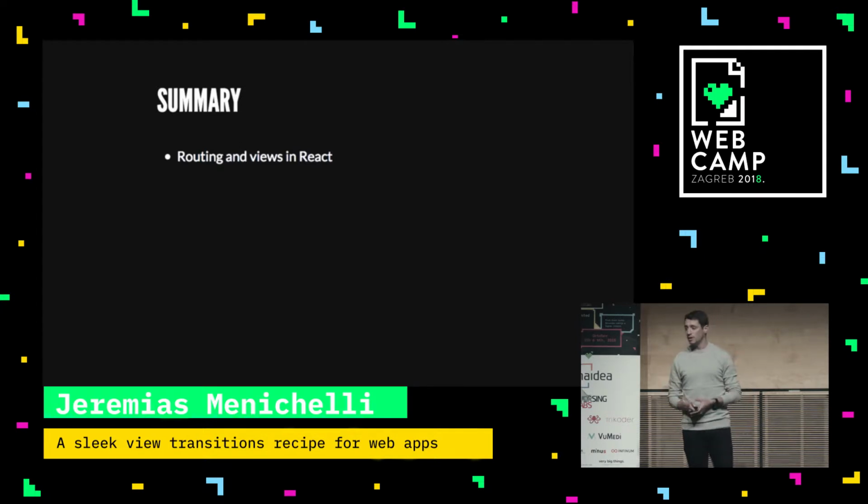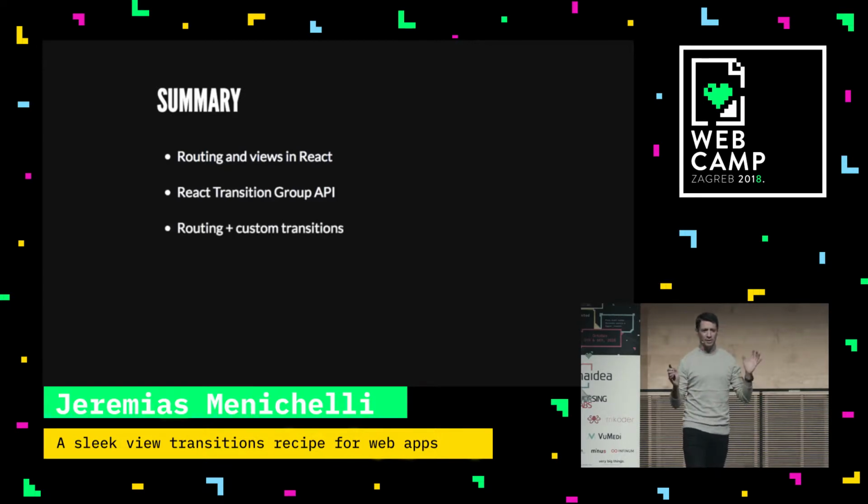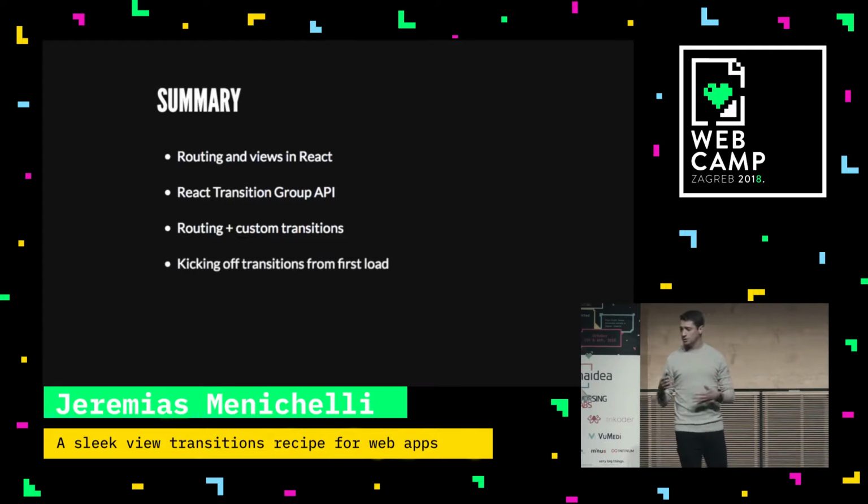So after routes and views, we're going to talk about React Transition Group and animations. Then we're going to see a recipe about how we can combine them to achieve custom transitions per route. So each route of our application is going to have a different animation. Then we're going to talk about kicking off transitions on first load. It's actually the reason that this talk exists. And then we're going to wrap up and go over some conclusions, and then beer.